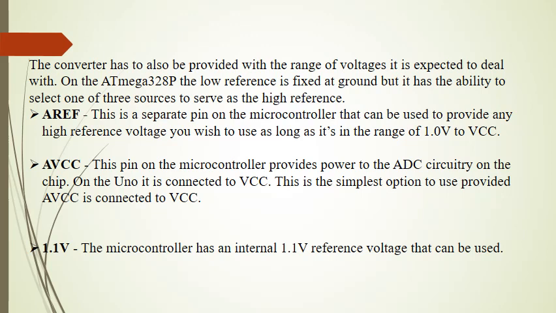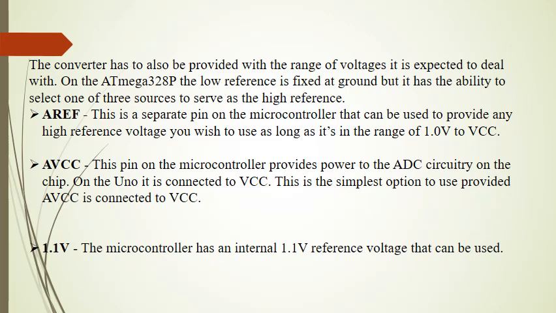Now let us discuss these three important pins of the analog to digital converter, that is AREF, AVCC and 1.1 volts. What is their importance and why are they needed? When you give an analog voltage to the microcontroller, in layman's language, before giving an input to the microcontroller, you have to make the microcontroller aware of what range of voltage will be coming in. That means how low is low, and how high is high. By default, the low reference is fixed at ground.